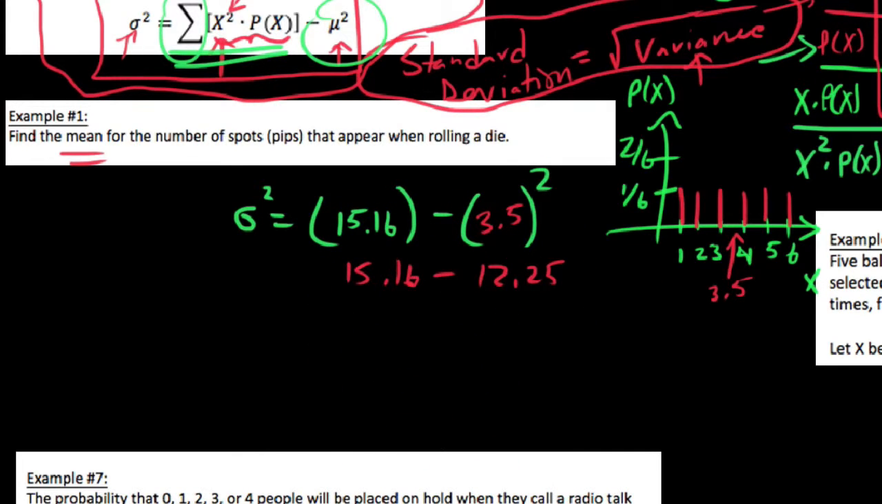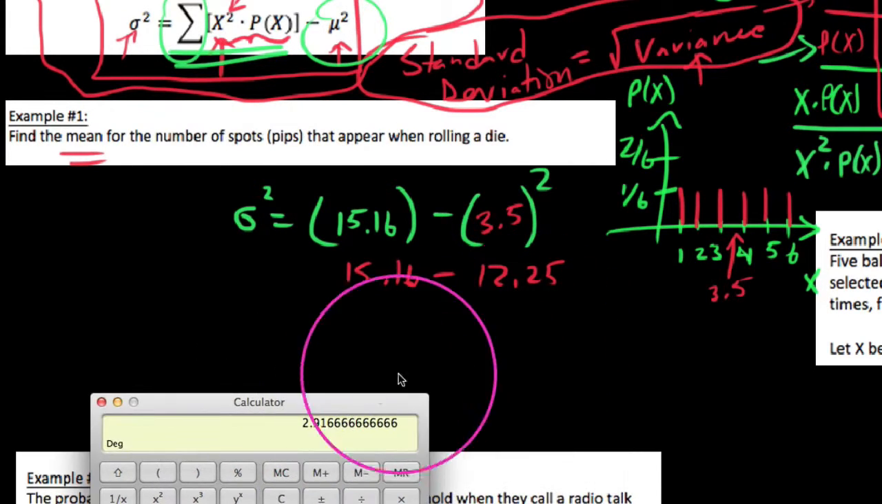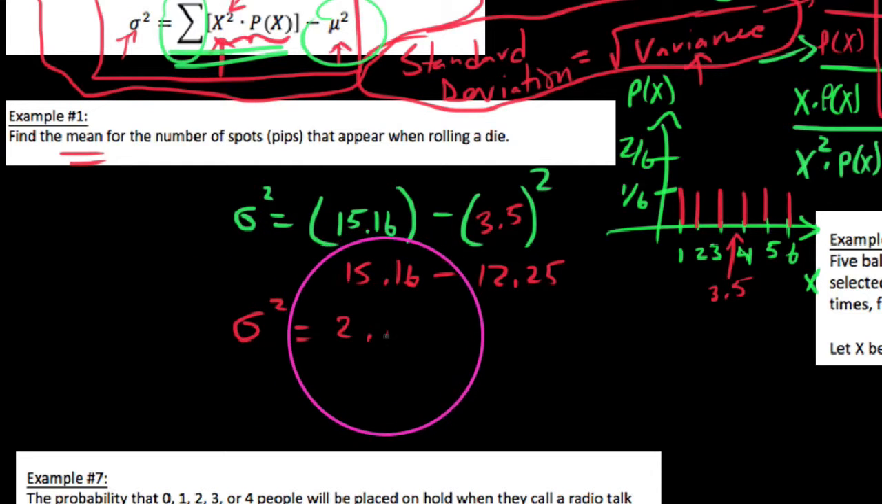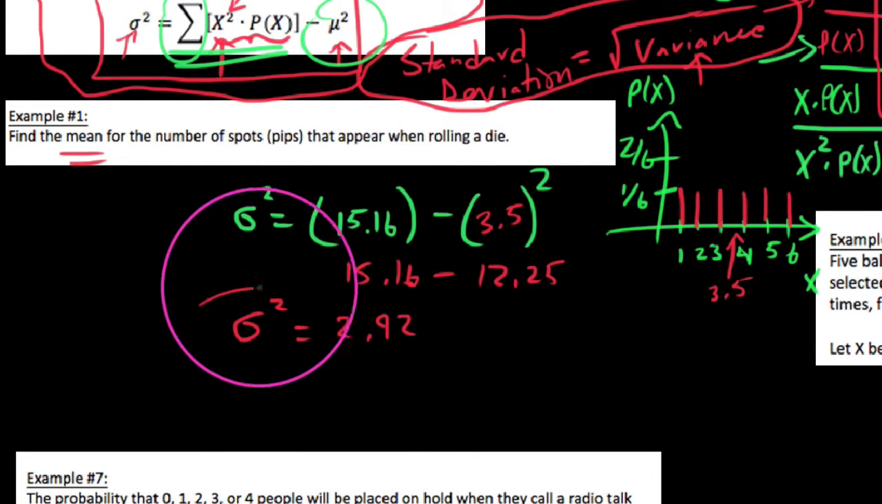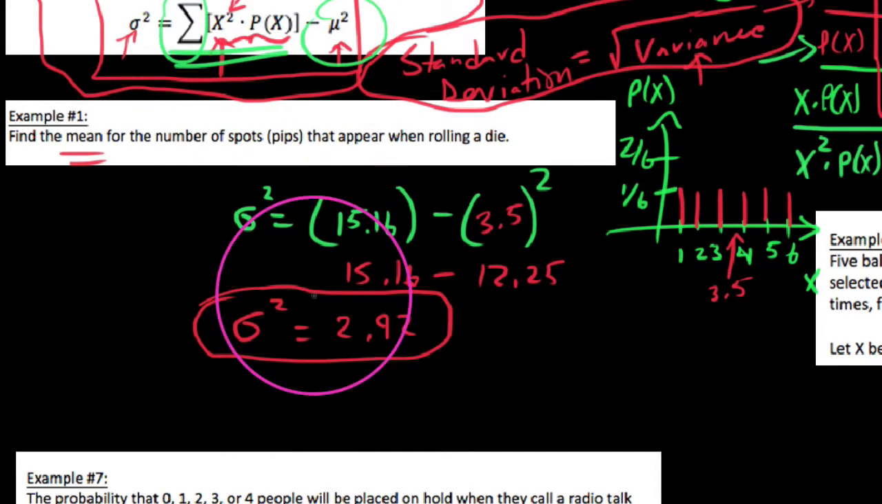So if we were to take that 15.1, I'm going to put in a few sixes here because we had a few, minus 12.25, we get an approximate answer here of 2.916. Okay, so we're going to say this is about 2.916. We'll call it about 2.92. Now, keep this in your back pocket because this is the variance for our distribution.